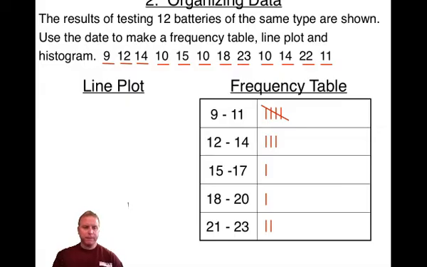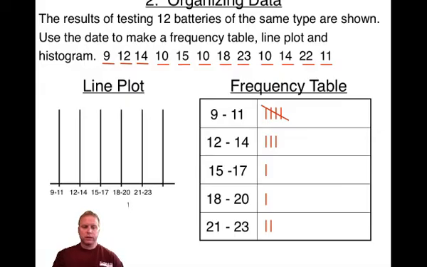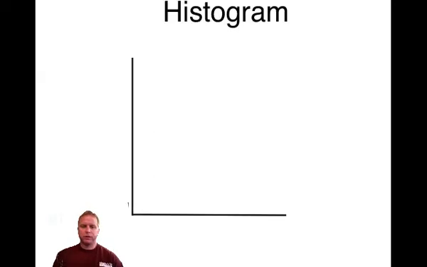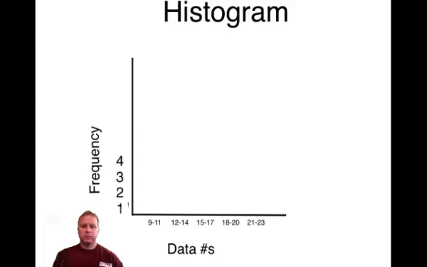Okay, hopefully you did that. Let's take a look at the line plot. And we'll plug those in and we should have something like that. If you did it by single digits, that's fine. Yours will look a little different. And then our histogram will look like this.